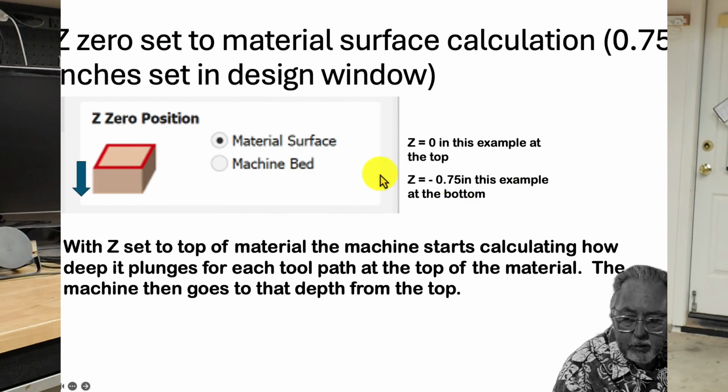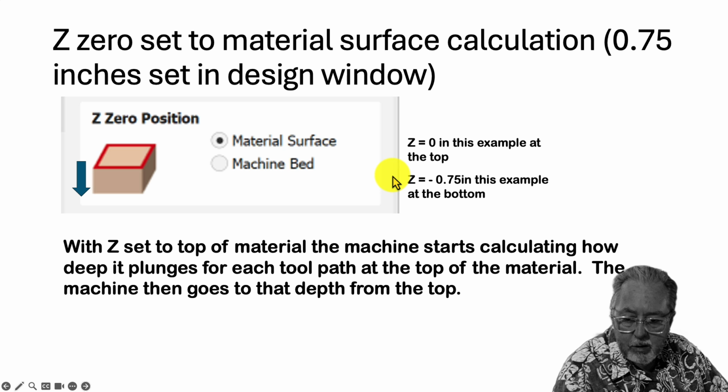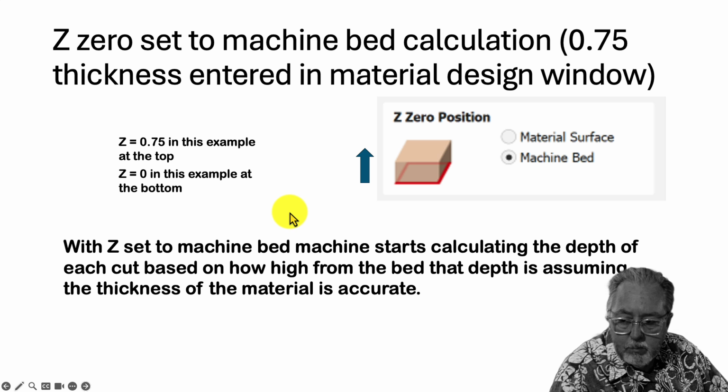Let's take a look at how this changes when we measure off the machine bed. When we measure off the machine bed, Z will be 0 at the bottom, and it will be positive 0.75 at the top. It's always going up. And you can actually see this in the Vectric software. Let me demonstrate how Z is read in the Vectric software next.